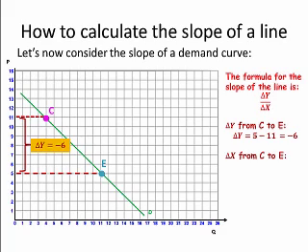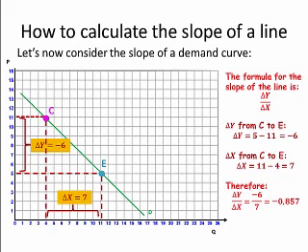The change in x from C to E. At C, quantity is equal to 4, and at E, quantity is equal to 11. So the change in x is equal to 11 minus 4 equals 7. Quantity increases by 7 when we move from point C to point E. Therefore, change in y divided by change in x is equal to minus 6 divided by 7, which is equal to minus 0,857.